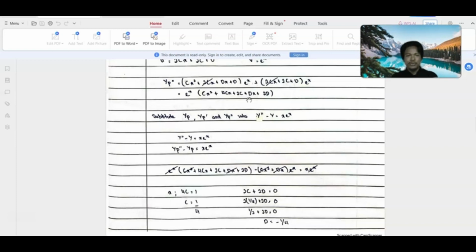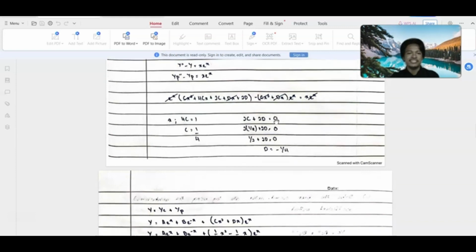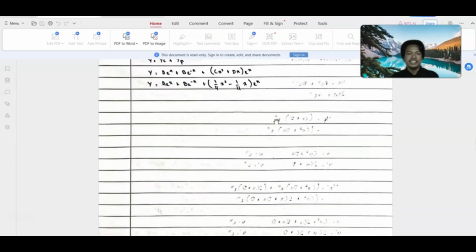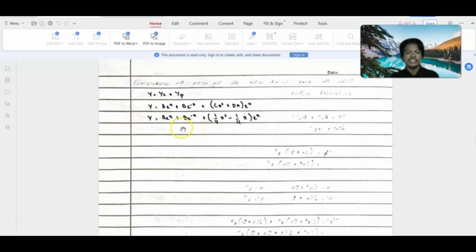Next, we need to substitute YP, YP prime and YP double prime into y double prime minus y, and the result is A e power of x plus B e power of negative x plus 1 over 4 x power of 2 minus 1 over 4 x and e power of x.